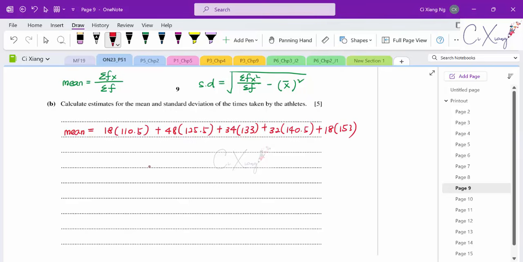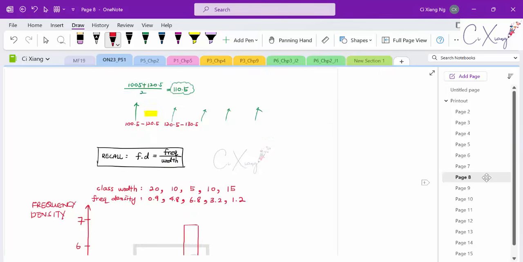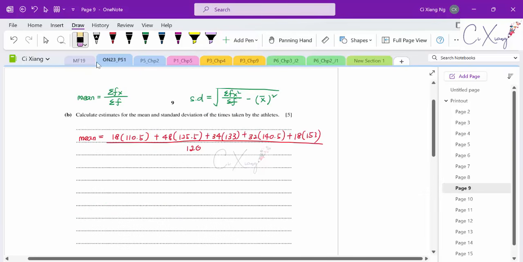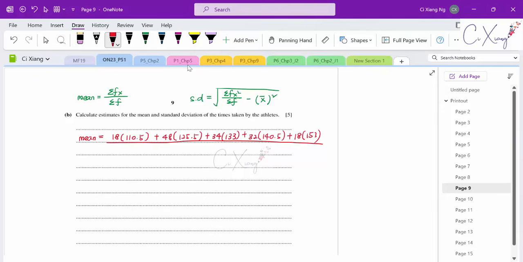Okay, so I will write out my step like this, and then divide by the total frequency. So total we're having 120 at least, right? So you can directly divide it by 120. Hey, I don't think there's 120. Wait, let me have a look. Oh, sorry, it's 150. Okay, so not 120, but it should be 150 for the total frequency.